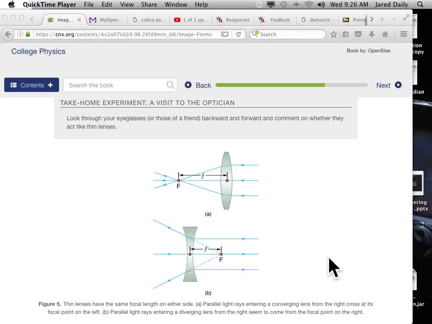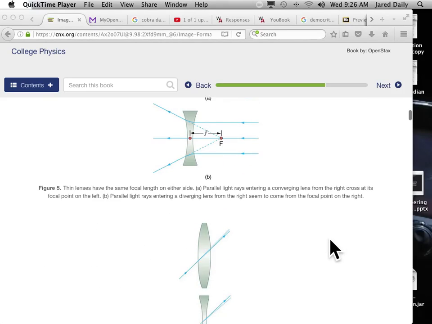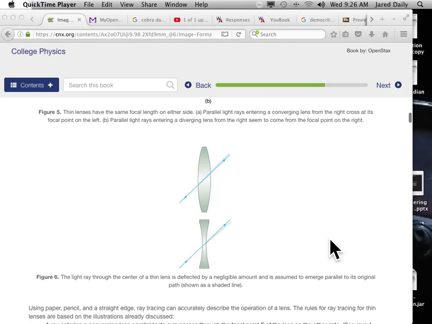And so that's the first rule we're going to think about. The other thing that we know, and this may not be obvious to you, but it is true, is that if light comes in at any angle, it doesn't matter what the angle is, and goes through the center of the lens, it's just going to go straight through if it's a perfectly thin lens.